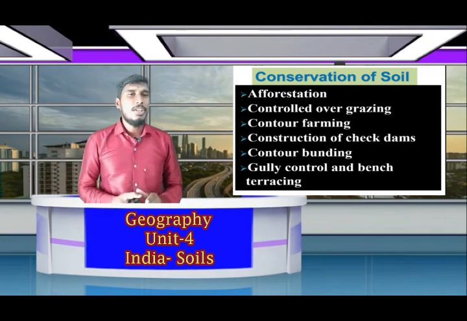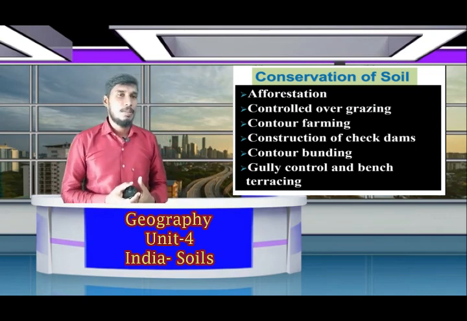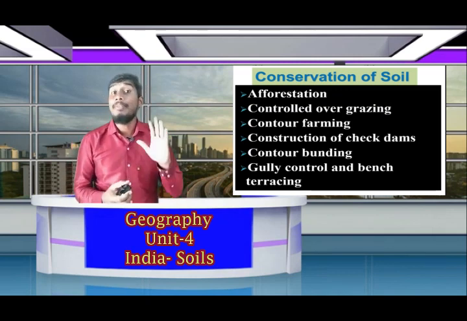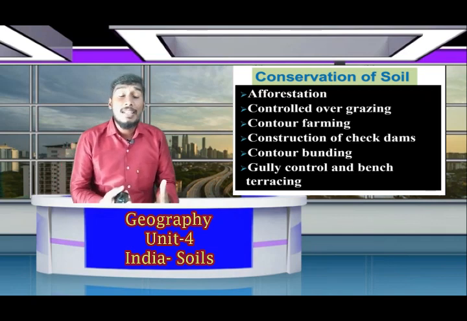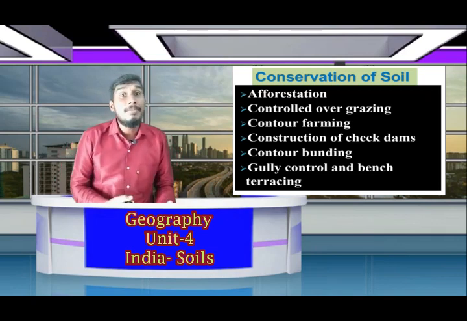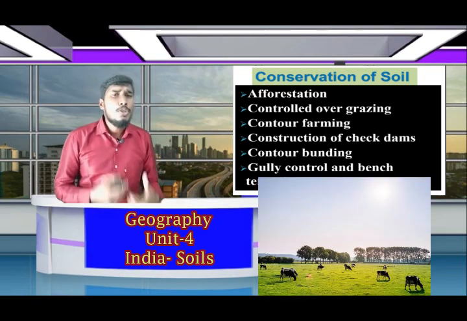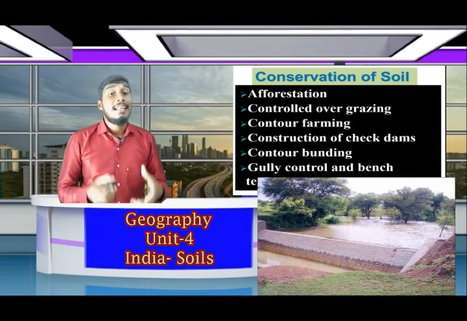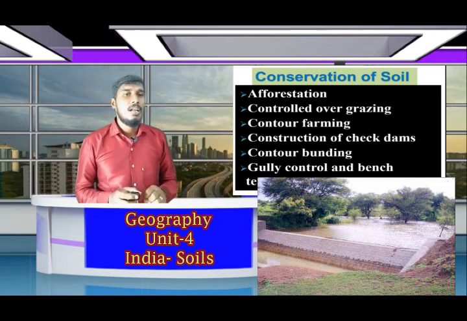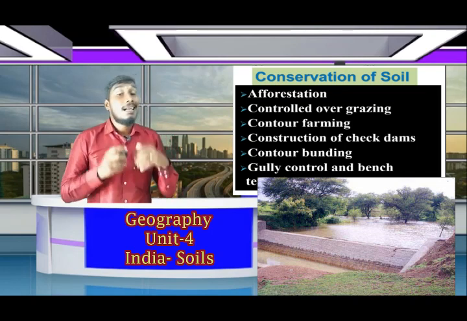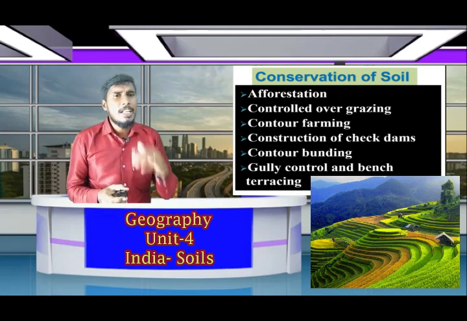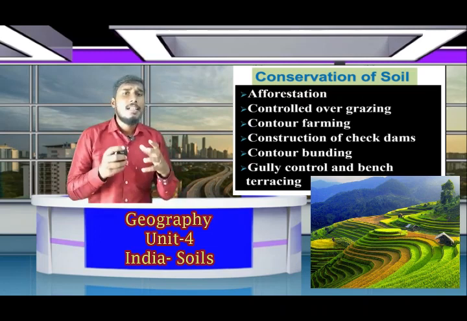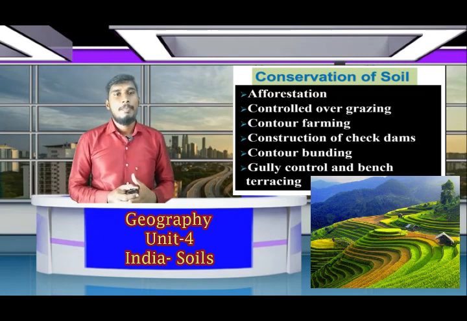The first method is afforestation. Deforestation, you have seen, that is cutting of trees. Afforestation is planting of trees. And controlled overgrazing and contour farming and construction of check dams, contour bunding, gully control and bench terracing, all are the conservation methods for soil conservation.